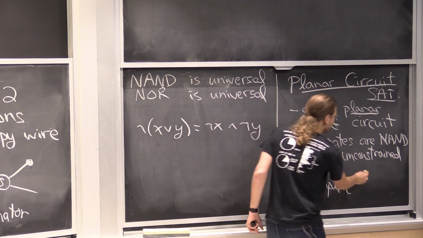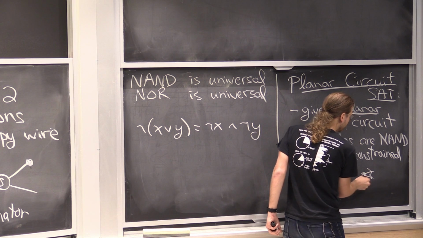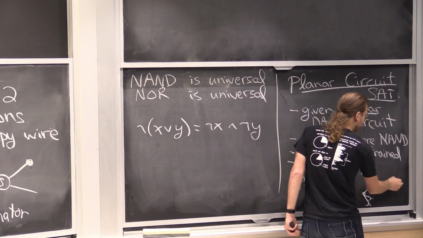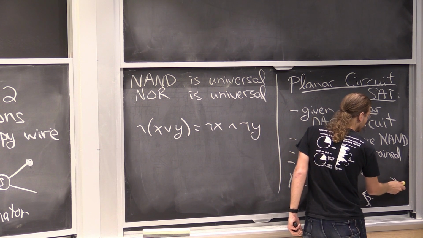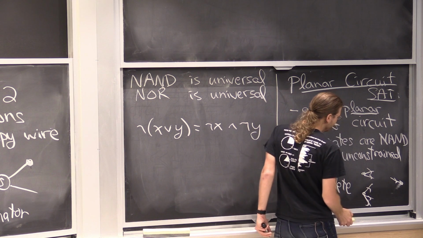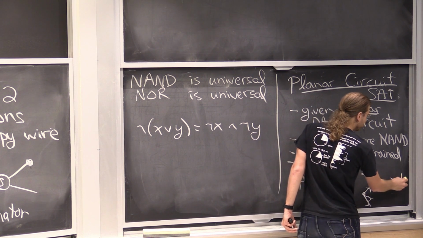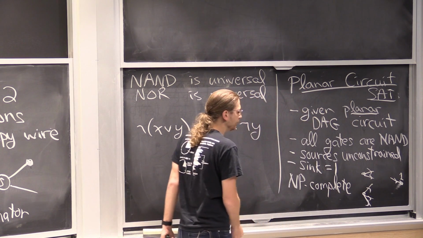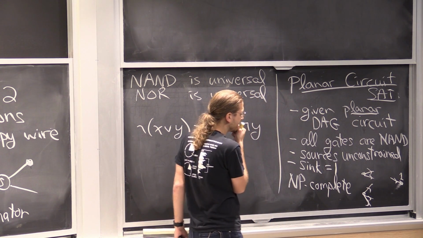So you have some starting points. Those are completely free to choose true or false. And then at the end, you have a sink. I guess it just has one thing probably coming into it. Wouldn't make sense otherwise. And we set this to be 1. So that's just like satisfying a formula, but drawn as a Boolean circuit, and it's planar.